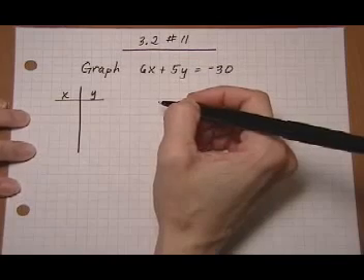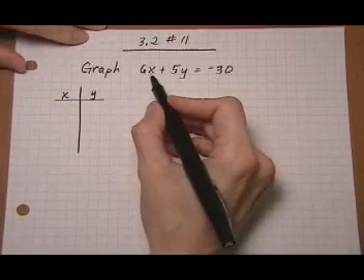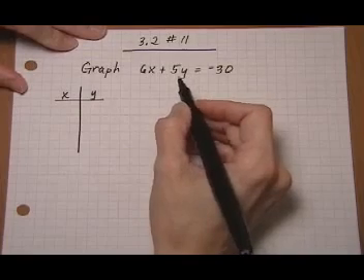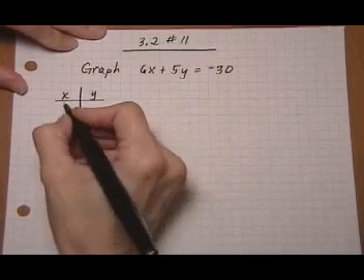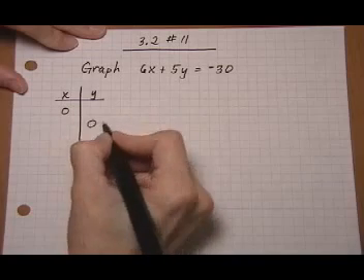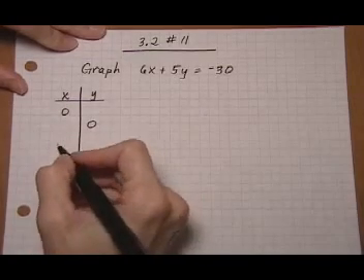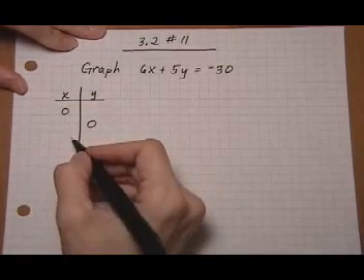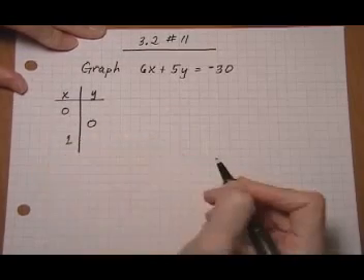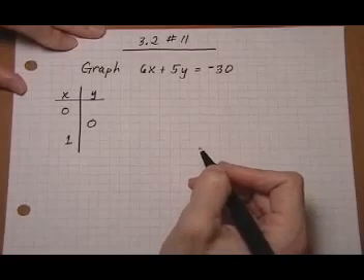3.2, number 11. Here we have another linear equation in two variables, and we want to make a graph of it. So let's start off by getting the x and y intercepts. First we'll put x as 0 and we'll find y. Then we'll put y as 0 and we'll find x. And then we'll just pick some other number for x. And because I see some big numbers happening here, I'm just going to pick a 1. And hopefully we won't get anything too large.